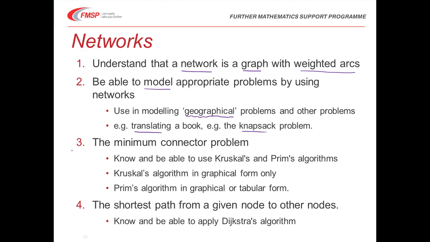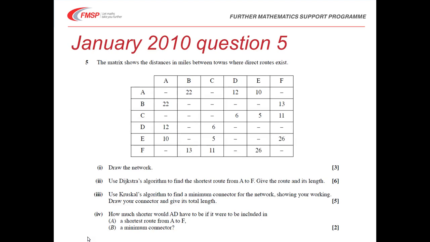Now, very specifically, we need to know about the minimum connector problem and the shortest path problem, which means we're talking about Kruskal's and Prim's algorithms, Kruskal's on a graph, and Prim's on a graph or in a table. And then for shortest path, Dijkstra's algorithm, and we'll see examples of Prim's, Kruskal's and Dijkstra's in this presentation. So straight on to our first examination question then.